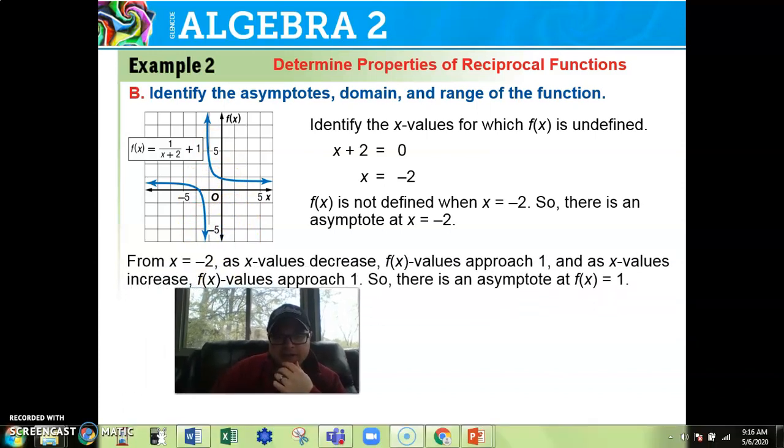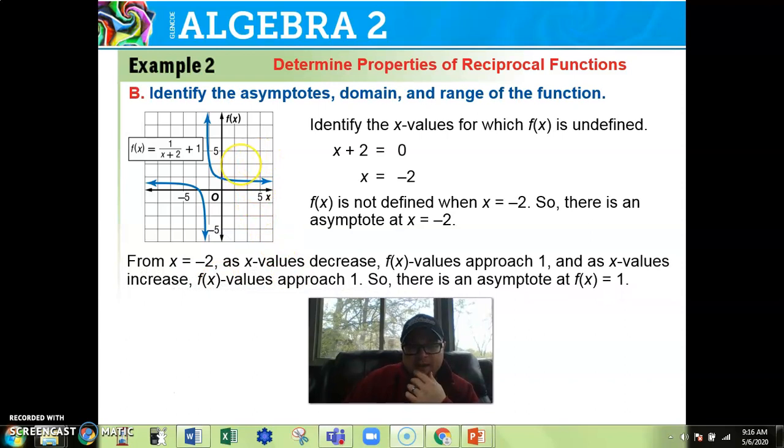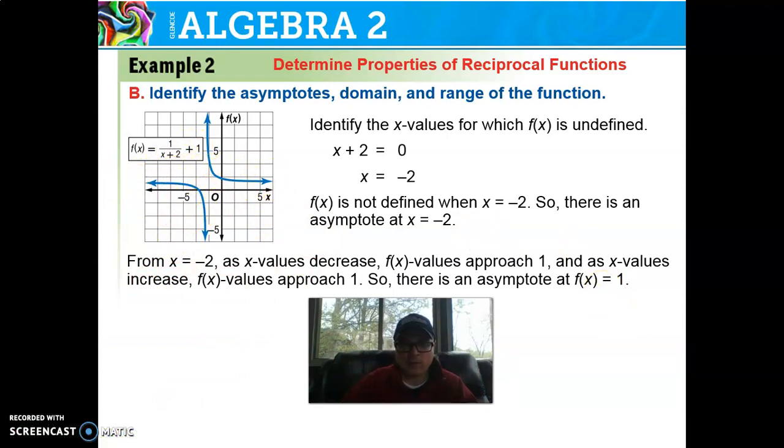From x equals negative 2, as the values of x decrease, where does the function seem to be going? It doesn't seem to be going to 0 this time. It seems to be a little above 0. And this one seems to be going a little bit below 0. But if you think about the last few we saw, having horizontal asymptotes at f of x equals 0 or y equals 0, think about what this plus 1 does to the equation. It shifts it up by 1 unit. So this appears to be flattening out at y equals 1.